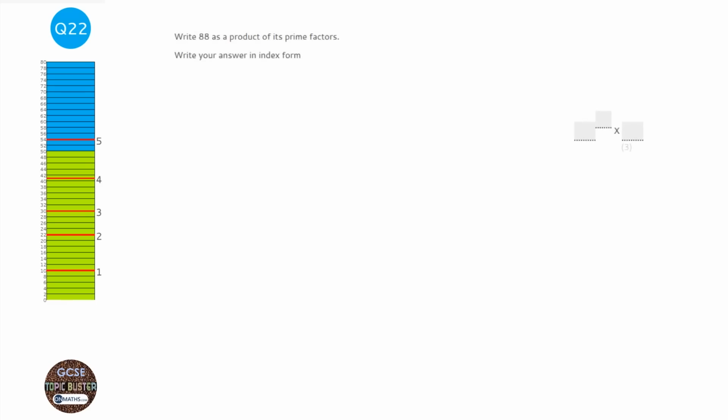Okay, so we're asked to write 88 as a product of its prime factors. The first thing to do is write 88, and then we have 2 branches coming from it. Now I need to find which 2 numbers multiply together to make 88. A little tip: if you've got an even number, always pick 2. So 2 times 44. Whenever we get to a prime number, we always circle it, because that's finished.